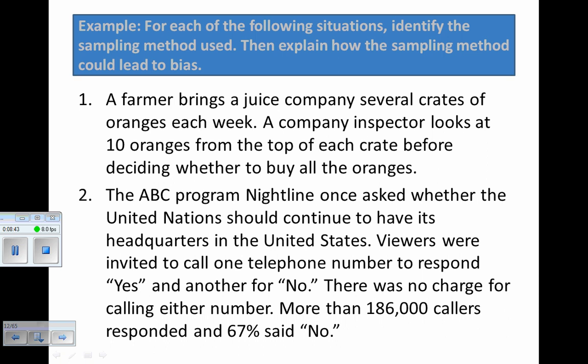For each of the following situations, identify the sampling method used, then explain how the sampling method could lead to bias. So, a farmer brings a juice company several crates of oranges each week. A company inspector looks at 10 oranges from the top of each crate before deciding whether to buy all the oranges. And the second question, the ABC program Nightline once asked whether the United Nations should continue to have its headquarters in the United States. Viewers were invited to call one telephone number to respond yes and another for no. There was no charge for calling either number. More than 186,000 callers responded and 67% said no. All right, so think about these.